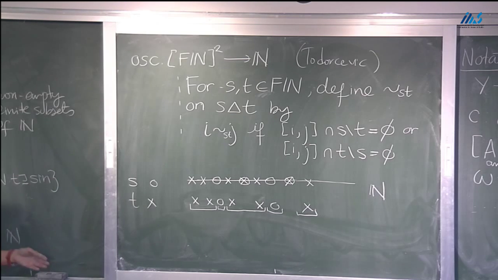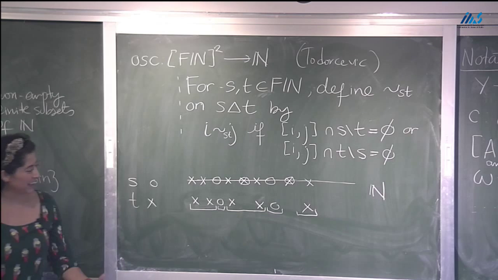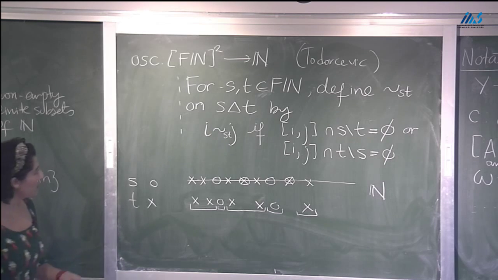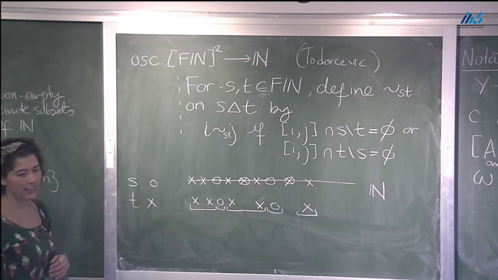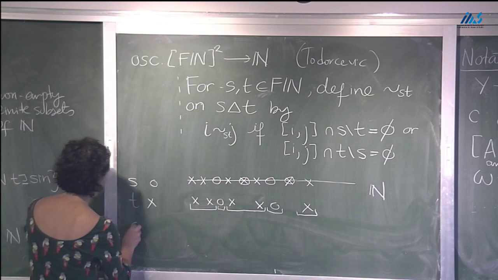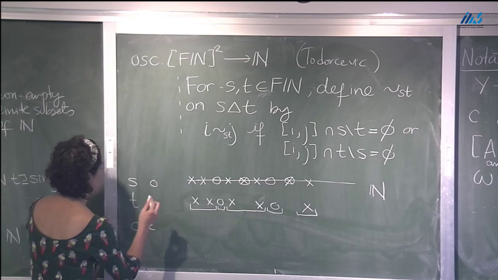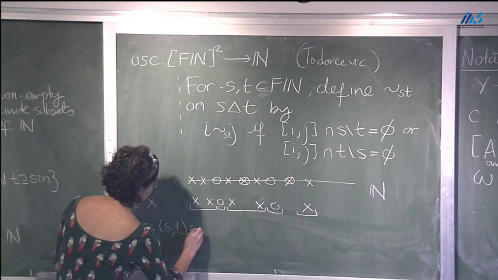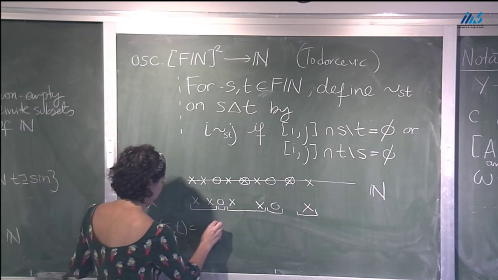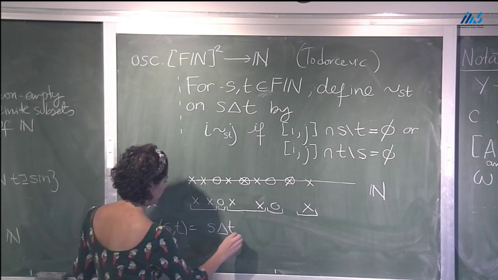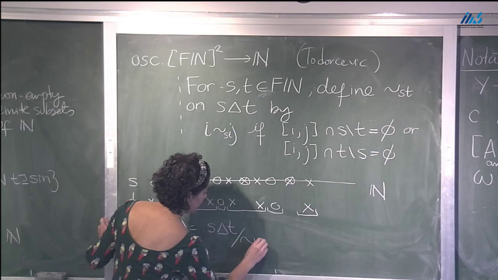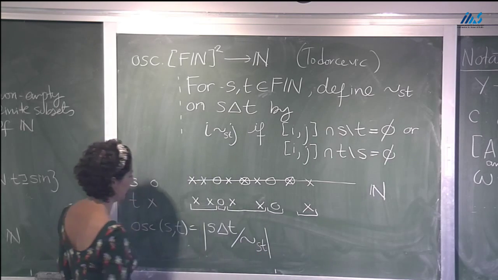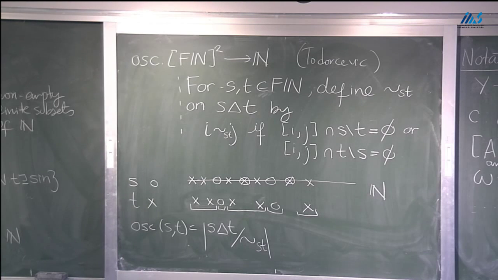All right, so the equivalence classes are just the blocks, and the oscillation is just counting the number of blocks. Exactly. So for the oscillation, I take the symmetric difference, mod out by this equivalence relation, and then I count how many blocks I get. So that's the oscillation map.